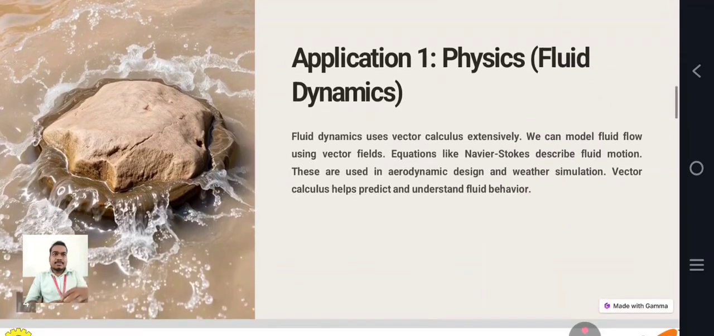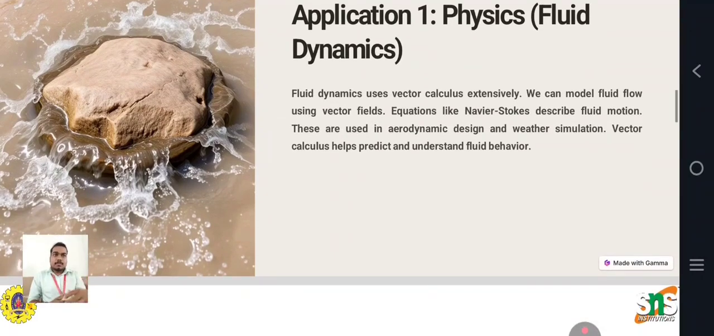Next we will see physics application one, that is fluid dynamics. Fluid dynamics uses vector calculus extensively. We can model fluid flow using vector fields. Equations like Navier-Stokes describe fluid motion. Flow velocity vectors are often used to illustrate fluid motion in applications like meteorology.